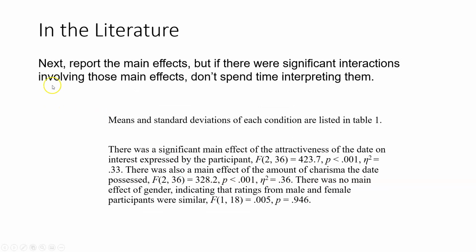So like I said a second ago, the first thing you want to do is say the means and standard deviations of each condition are listed in Table 1. Then you need to report the main effects, but if there were significant interactions involving the main effects, then we don't really spend time interpreting the main effects. We just report what they were.